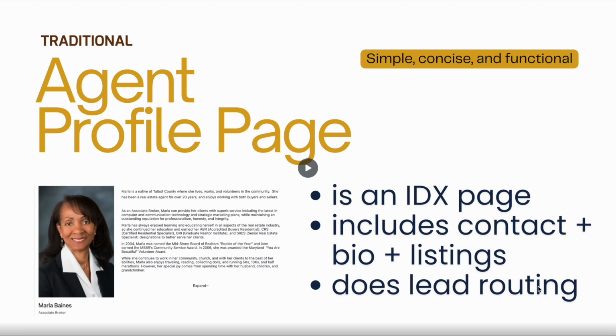This does lead routing as well. So if a lead comes to this page and they start looking around from here, the system will detect that and will use their agent ID. This is why we need them to have a seat. It will use their agent ID to assign a lead to an agent. Okay? So that agent can be notified that there's a lead for them.